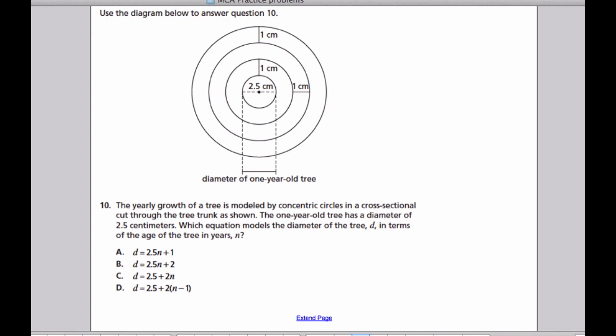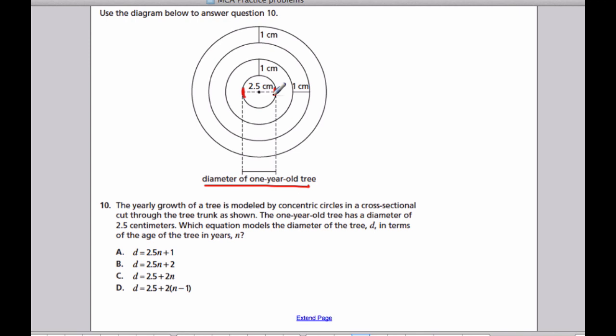First thing you want to do is go back, reread the problem, and then look at the picture and say, what do we know? And really break this down. In this case, this information is important. The diameter of a 1-year-old tree is 2.5 centimeters. So right off the bat, we know our tree is 2.5 centimeters.